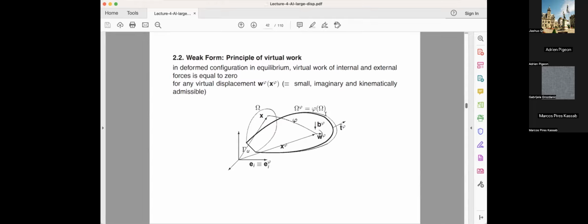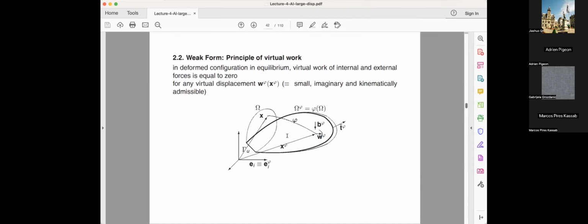So what does it mean? First of all, it's infinitesimal. So even though we have a very large displacement, very large deformation, this w phi is small. In other words, if you compute the virtual strain, it will be infinitesimal when computed with respect to the coordinates in the deformed configuration.